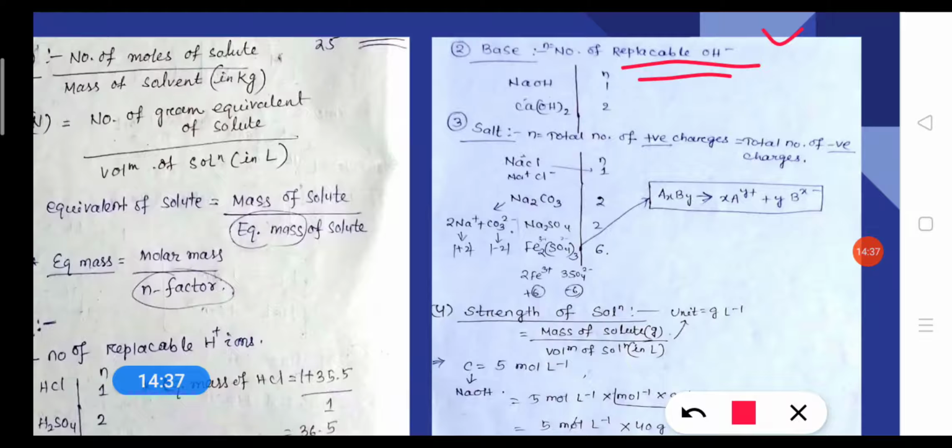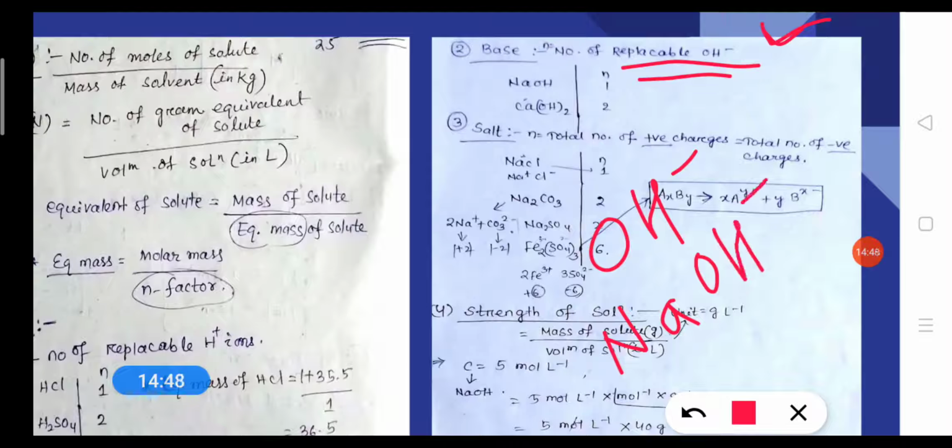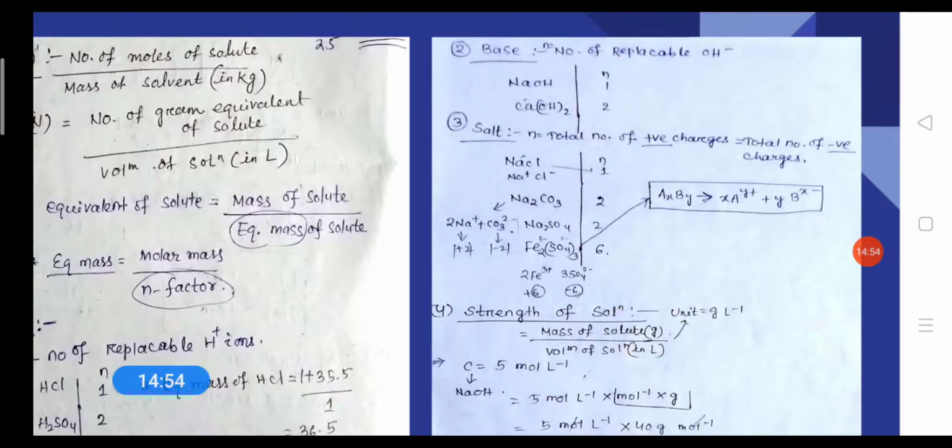Hydrogen atom, number of replaceable hydroxyl ion. Hydroxyl ion means OH minus ion. In NaOH, how many hydroxyl ions can be replaced? 1 hydroxyl ion, so its n factor is 1. In calcium hydroxide, how many hydroxyl ions can be replaced? 2, so its n factor is 2.